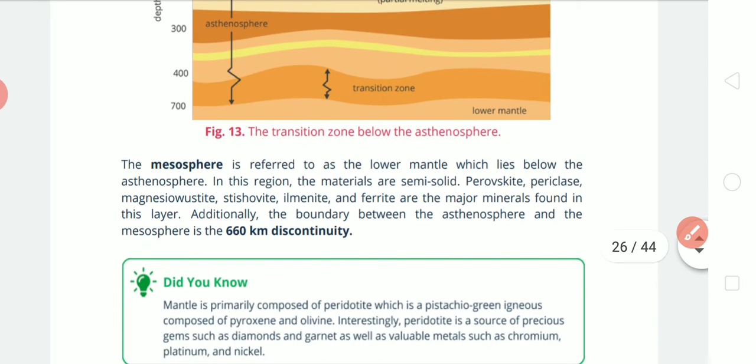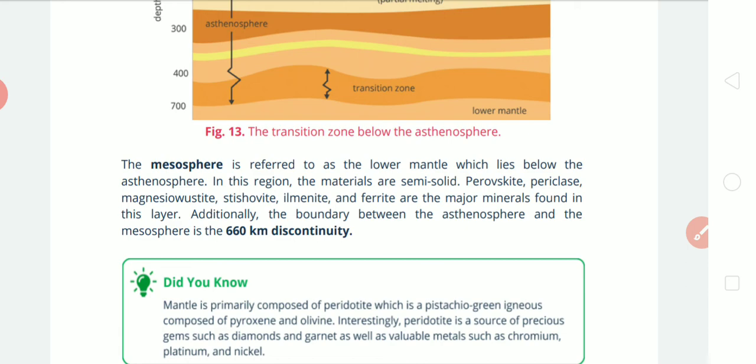Okay, so the mesosphere is referred to as the lower mantle, which lies below the asthenosphere. In this region, the materials are semi-solid. Perovskite, periclase, magnesiowüstite, stishovite, ilmenite, and ferrite are the major minerals found in this layer.